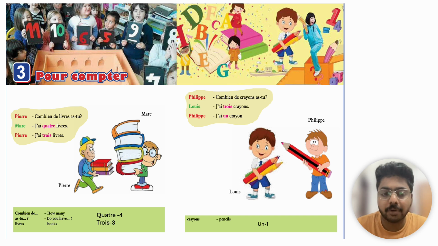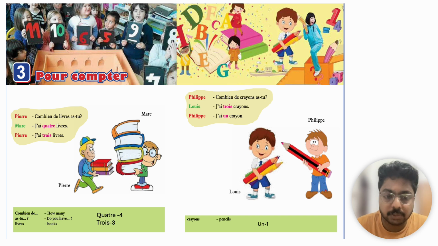Let us get into the meaning of this conversation. Combien de means how many. In English we use how many to ask about the numbers of something, right? For example, how many pencils do you have? How many pens do you have? How many cars do you have? Like that, and the reply comes like I have 4 pens or 4 pencils. It will be in numbers. Similarly, in French also, combien de is the word used for how many.